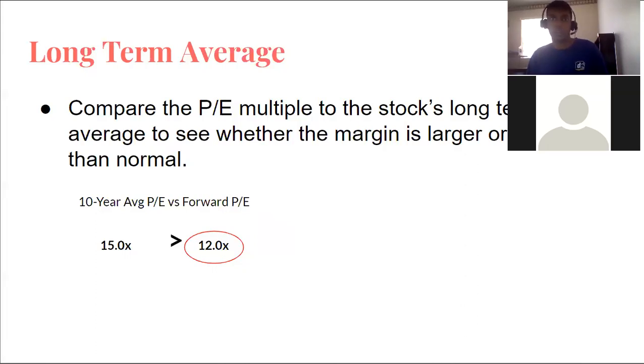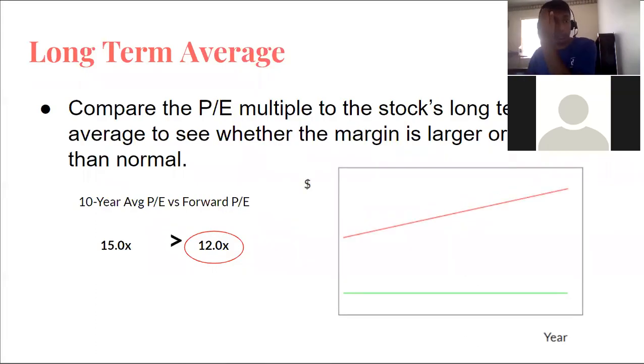If we pick up the stock and the multiple later expands back to the long-term average, then we can get a return even if that company's earnings are flat.